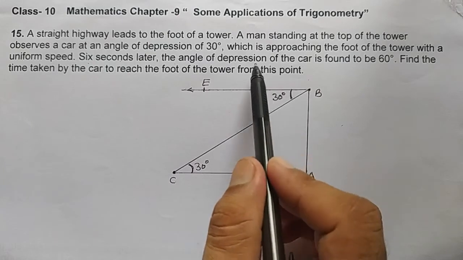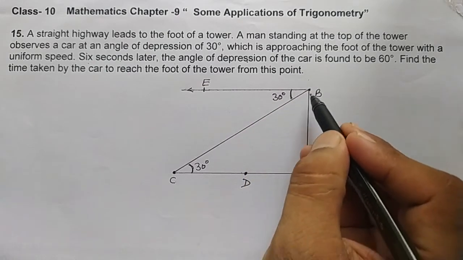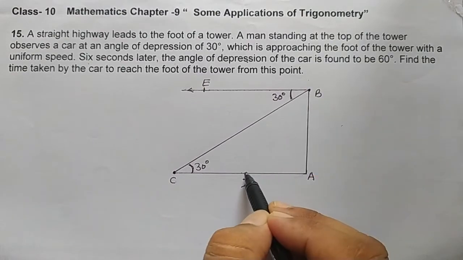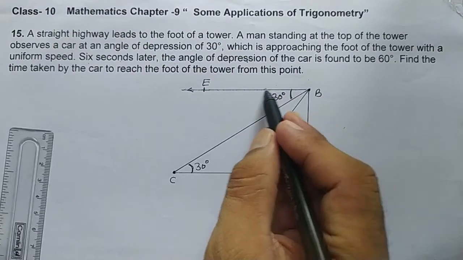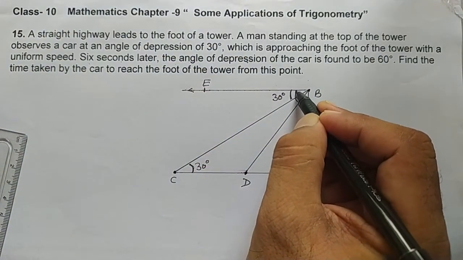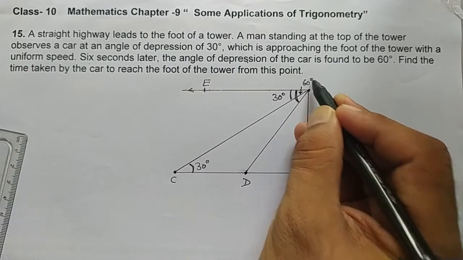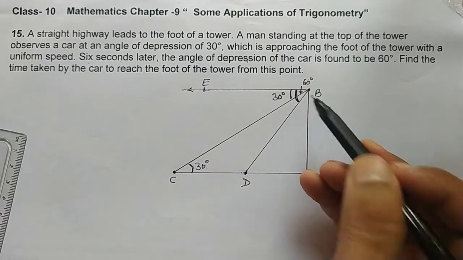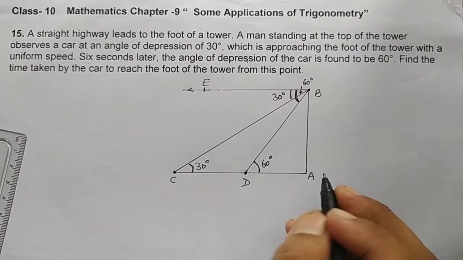Now he has observed that the angle of depression is 60 degrees. Now see, if he sees the car at point D, then this will be the ray of sight, and this is the horizontal already drawn. So this angle, he said, is 60 degrees. So I am writing here a 60 degree angle. Clear? This angle is 60 degrees. So this angle will also be 60 degrees. Why? Because these are alternate interior angles.